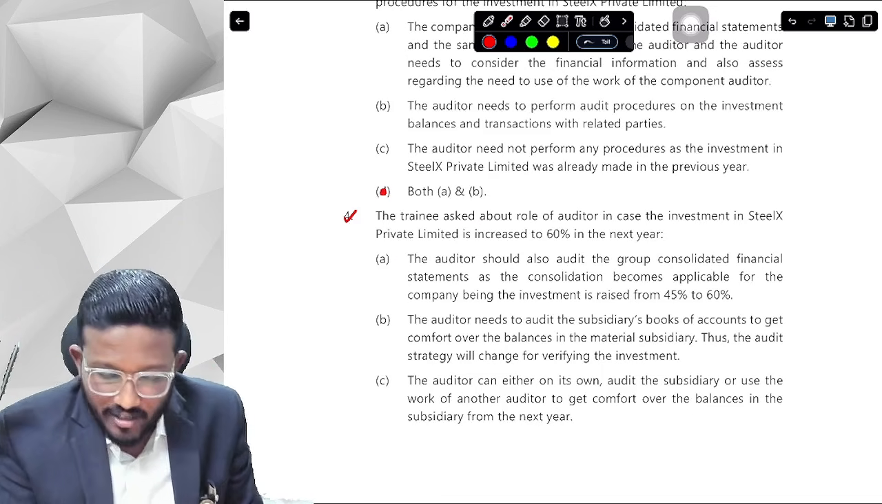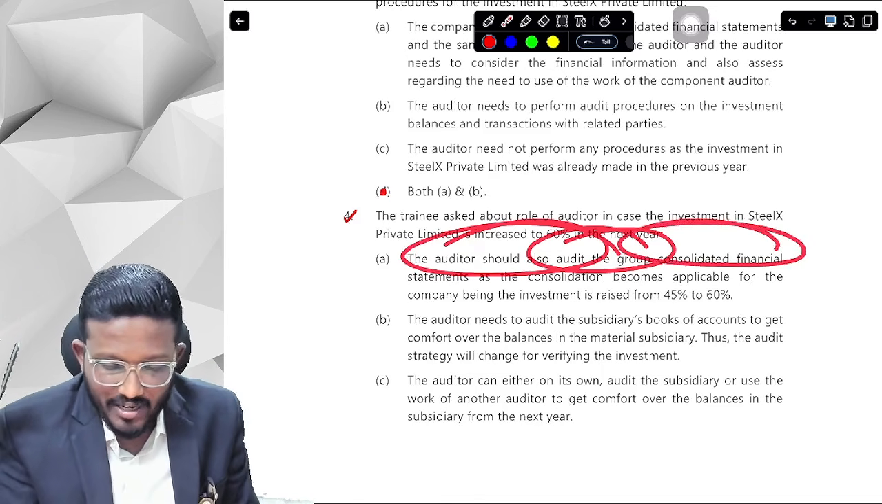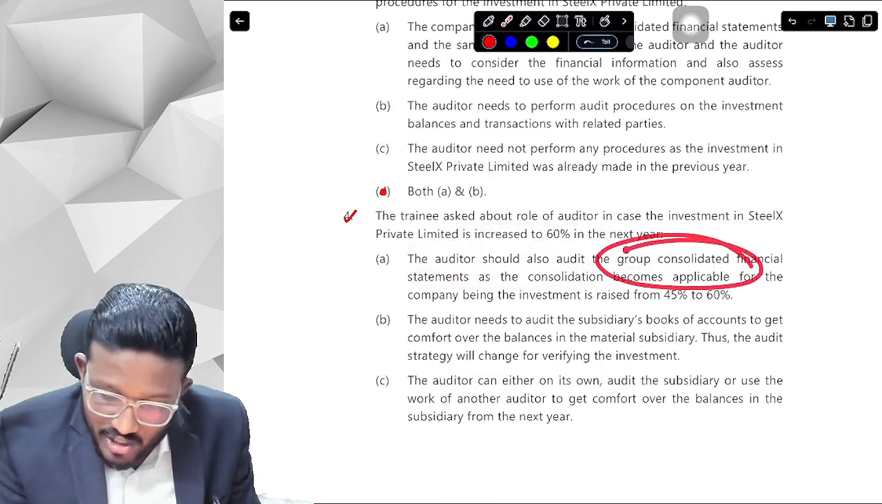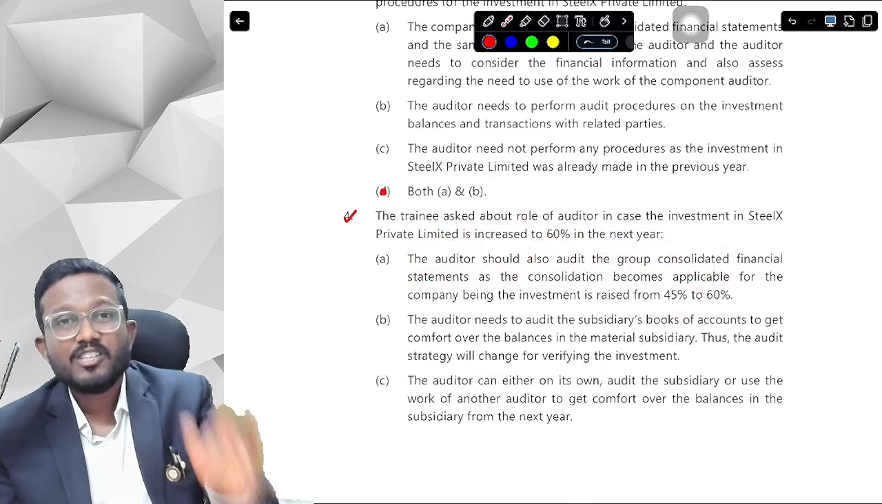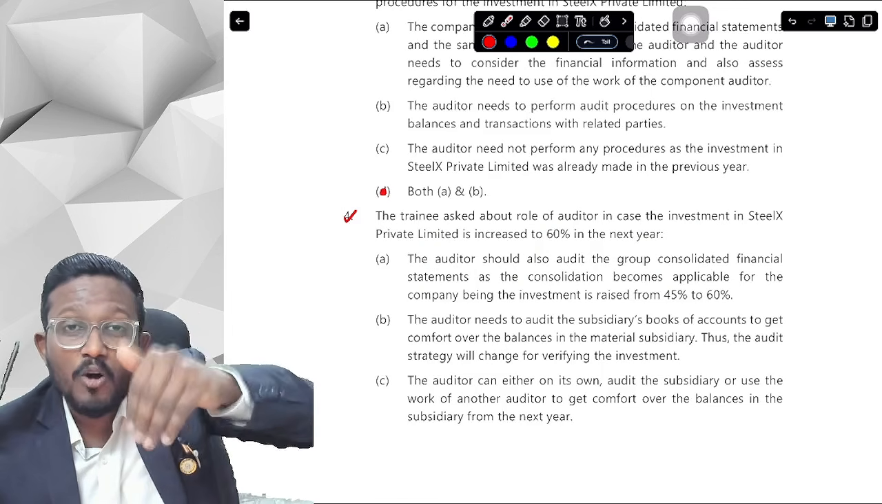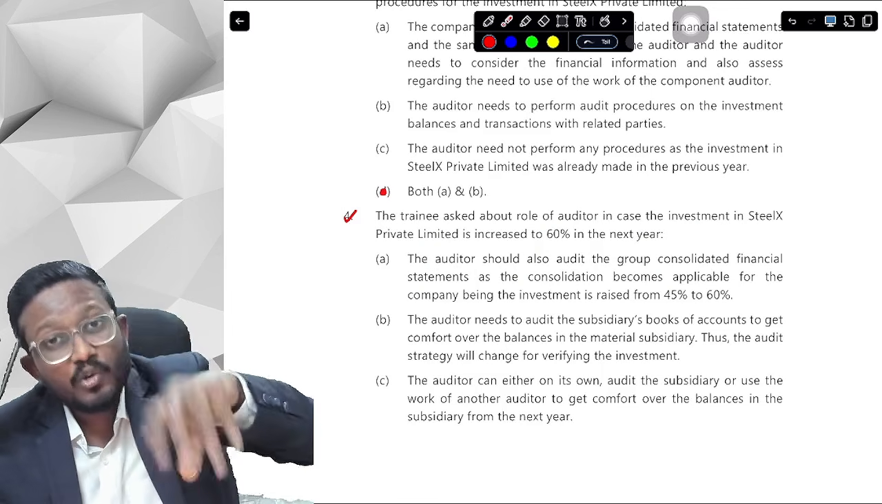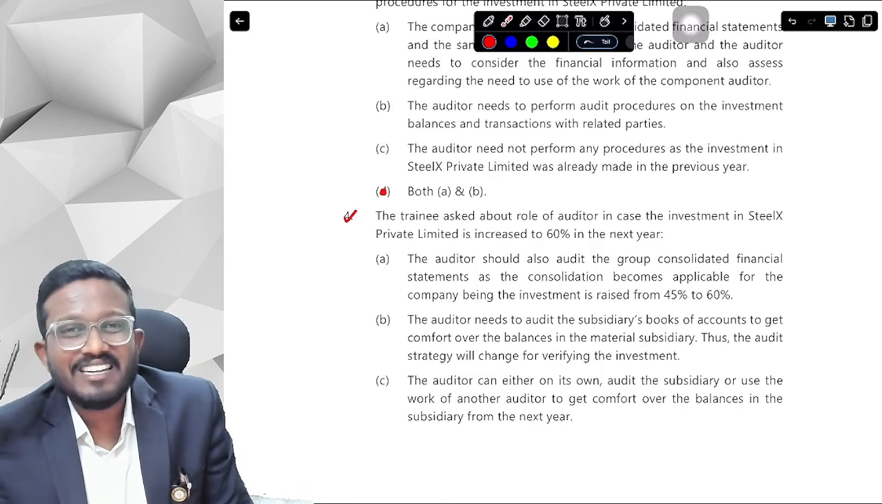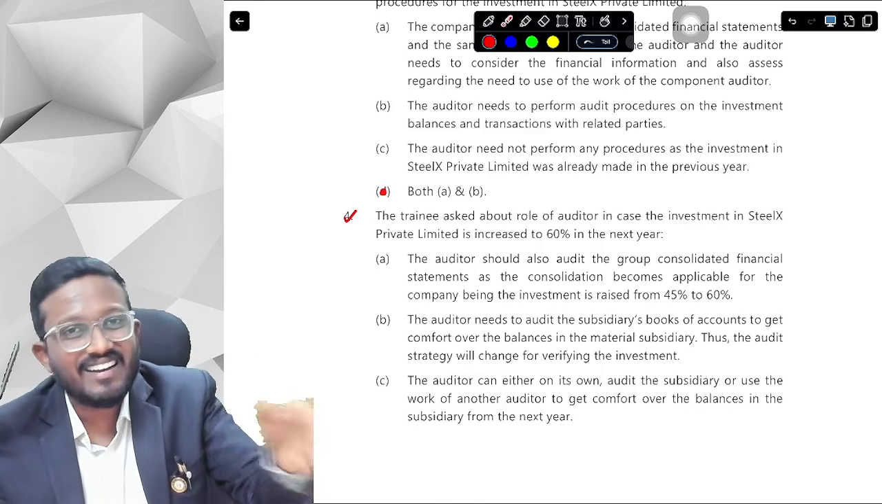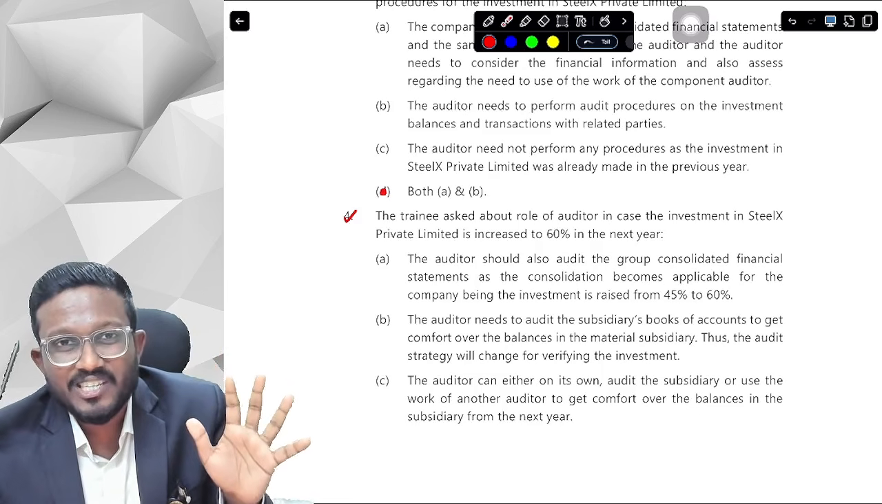First of all, the auditor should also audit the group consolidated financial statements as the consolidation becomes applicable for the company, the investment being raised from 45% to 60%. So here it's saying that this year the group consolidated financial statements will be prepared, so you will audit them. No sir, you are wrong, the group consolidated financial statements were prepared in earlier years as well. So this is not an additional procedure to be performed.